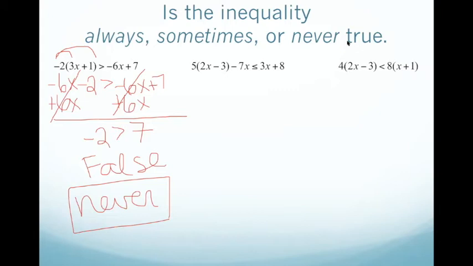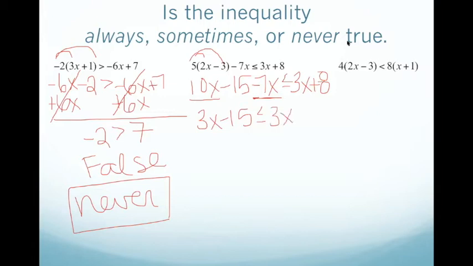Again, following order of operations, I'll distribute that 5. So we get 10x minus 15 minus 7x is less than or equal to 3x plus 8. Collecting like terms, I have a 10x and a negative 7x. So that gives us 3x minus 15 is less than or equal to 3x plus 8. I want to solve for x. So again, notice I have an x on both sides of my inequality statement. So if I subtract 3x from both sides, those will cancel out. And we are left with negative 15 less than or equal to 8.